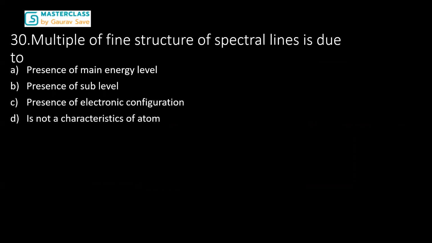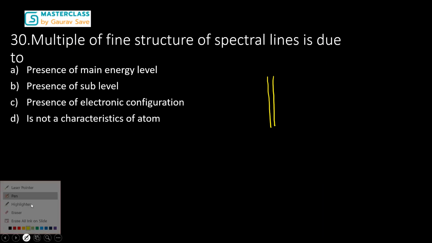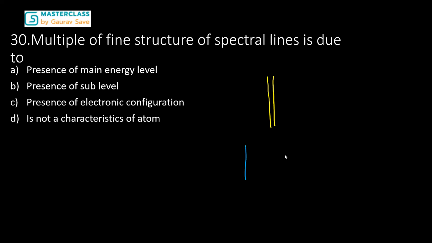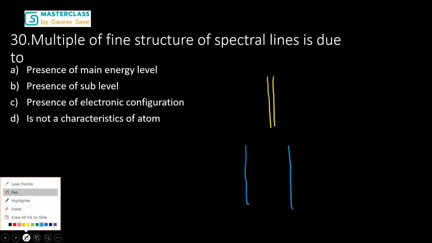Next, multiple fine structure of spectral lines is due to. Okay, it is very simple. See, I have told you that usually in a spectrum we find a single line, but sometimes we find more than one line. Like in the hydrogen spectrum, we can see more than one line. Hydrogen spectrum looks like this: two blue lines, and then after a certain distance, one red line.